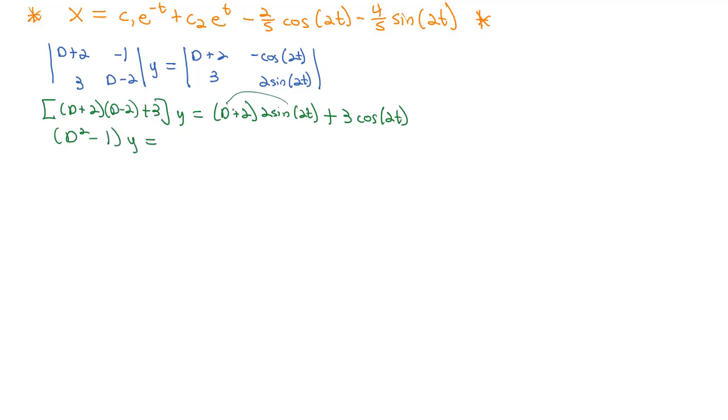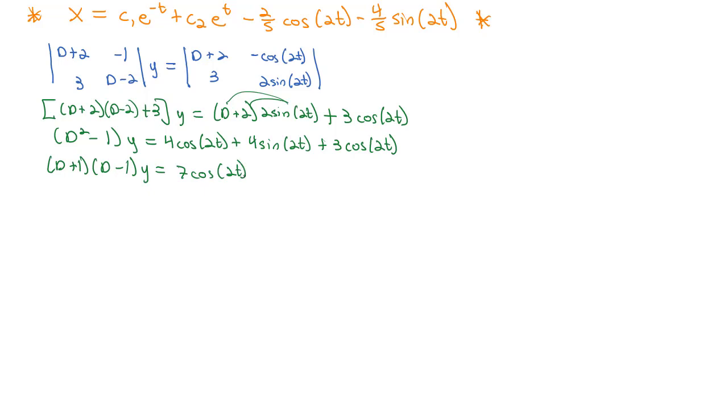As we distribute on the right side, d means take the derivative. The derivative of 2 sine is 2 cosine times an extra 2 gives us 4 cosine of 2t, plus 2 times 2 is 4 sine of 2t, plus 3 cosine of 2t. Factoring on the left side, we still get d plus 1 times d minus 1, y equals. The right side simplifies to 7 cosine of 2t plus 4 sine of 2t.